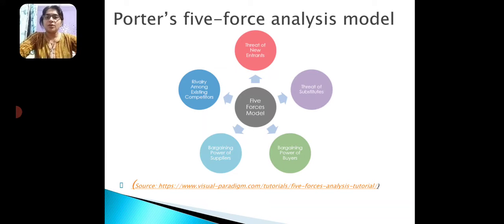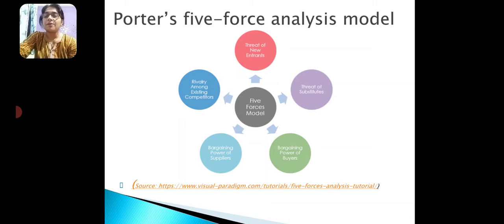Is there a threat of new entrants? Can any company easily come up in the car segment? Or is there any substitute for the car? Of course, instead of a car there are many modes of transport available, isn't it? Then what is the bargaining power of buyers? So buyers here may not have huge bargaining power, isn't it? But of course, if you give a discount, you can increase your sales.